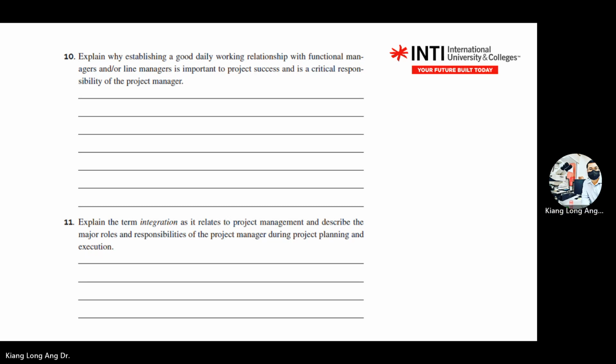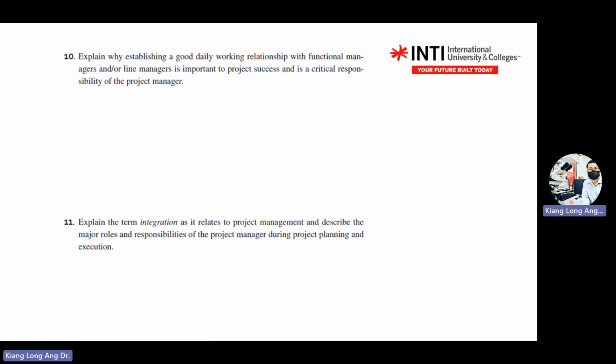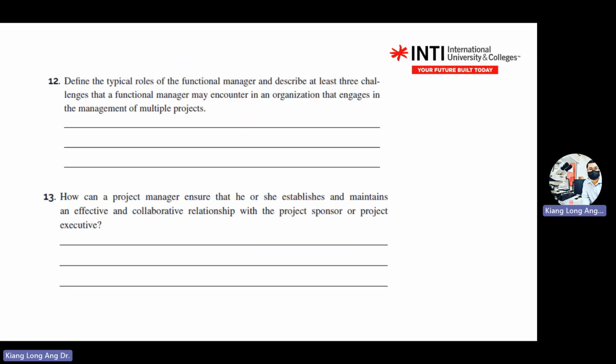All right. I think I will jump a question. The rest you have the questions, so you go and find out the answers. This one, question 11. Okay. Define typical roles of a functional manager. Describe at least 3 challenges that a functional manager may encounter in an organization engaged in the management of multiple projects. He's a functional manager. What do you think if you are a functional manager? What do you do?